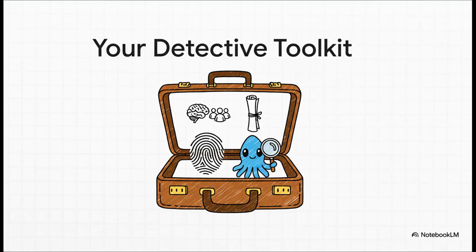So here it is, your complete detective toolkit. You always start with the motive. That's the purpose and audience. Then you gather your evidence by looking at both the language and the structure. And finally, you use your secret weapon, SQUID, to analyze your clues and crack the whole case wide open.